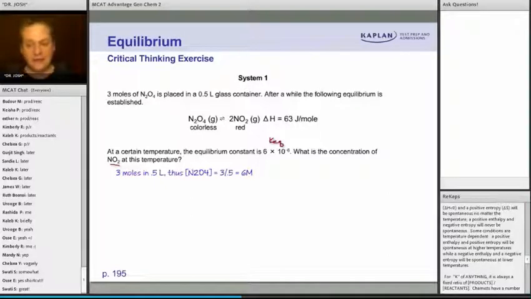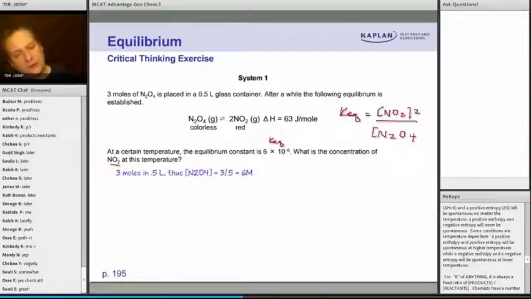So we want to find how much NO2 there is. Now, before we can do anything, we need our equilibrium constant, which we know is NO2 squared divided by N2O4. In fact, that's going to be our second step. Step one, make sure your equation is balanced. Step two, write out your equilibrium constant, right? So we have that. Now, we need to plug in concentrations, and it tells us we have 3 moles in 0.5 liters. Therefore, we have 6 molar N2O4.